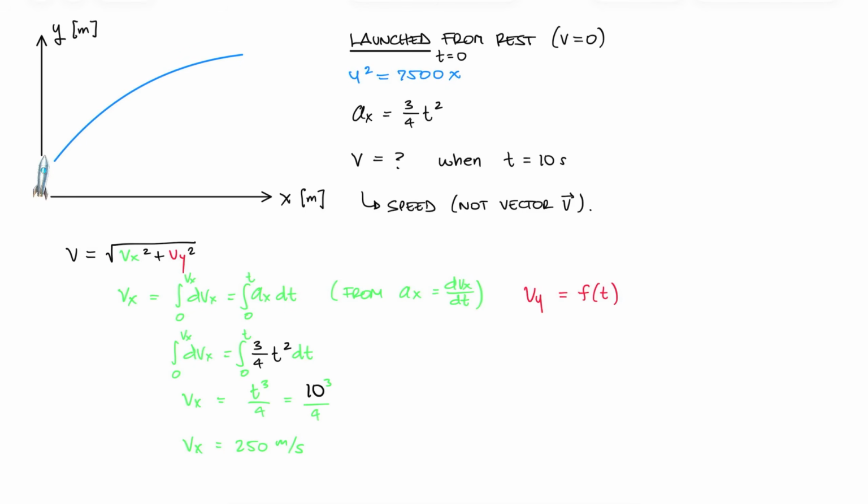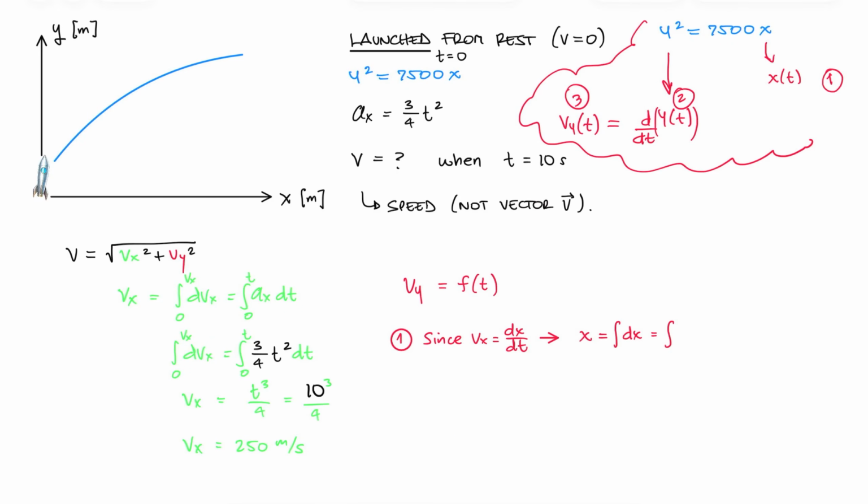Since we have an equation that relates x and y, it means that if we have x in terms of time, we will have y in terms of time. And if we have y in terms of time, we also have v_y in terms of time, which is what we're trying to find. So first step, find x in terms of time. This is achieved by integrating v_x. Again, the lower limits are 0 because the rocket is launched from x equal to 0, and the upper limits are position x and time t.